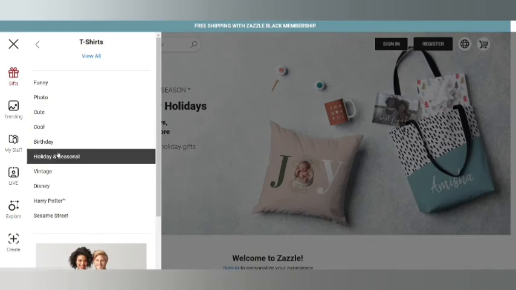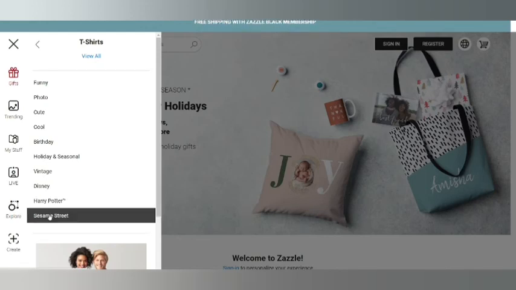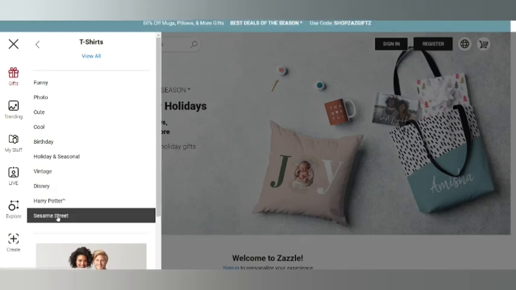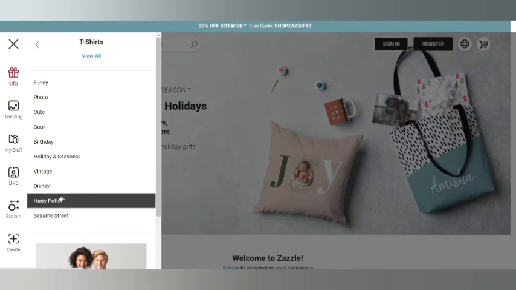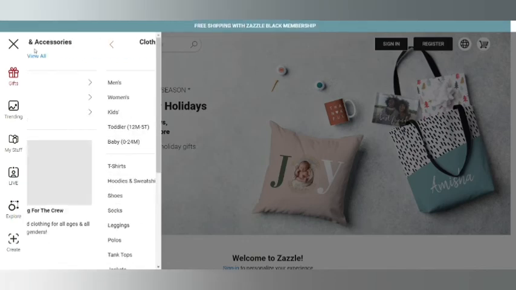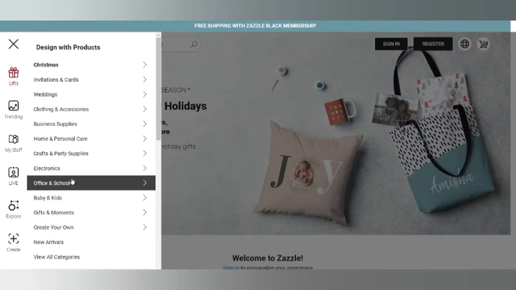This is cute, cool, birthday, holiday, seasonal, vintage, and these are kind of trademarks. Don't go for that. Don't even try to attempt it because these are the companies who are already selling on Zazzle. So these are trademarks. You don't need to go with them. Another thing you could see is that clothing and shoes were kind of popular. Same with the home and personal care. This is a separate niche.